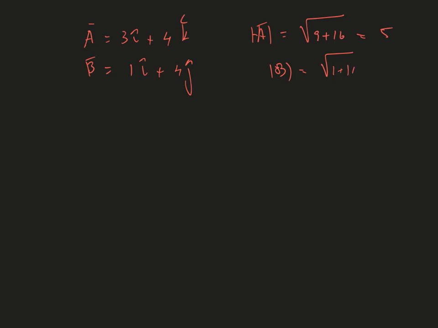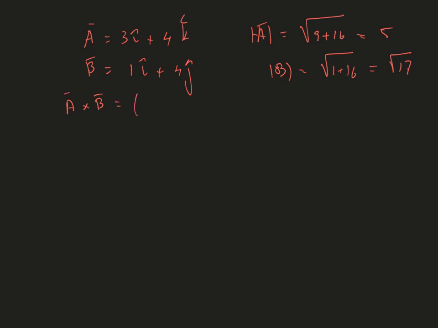Okay. A is 3i plus 4k, and B is 1i plus 4j. The magnitude of A is the square root of 3 squared, 9, plus 4 squared, 16, so square root of 25, which is 5. The magnitude of B is 1 squared, 1, plus 4 squared, 16, so the square root of 17 is the magnitude of B. So what is A cross B?